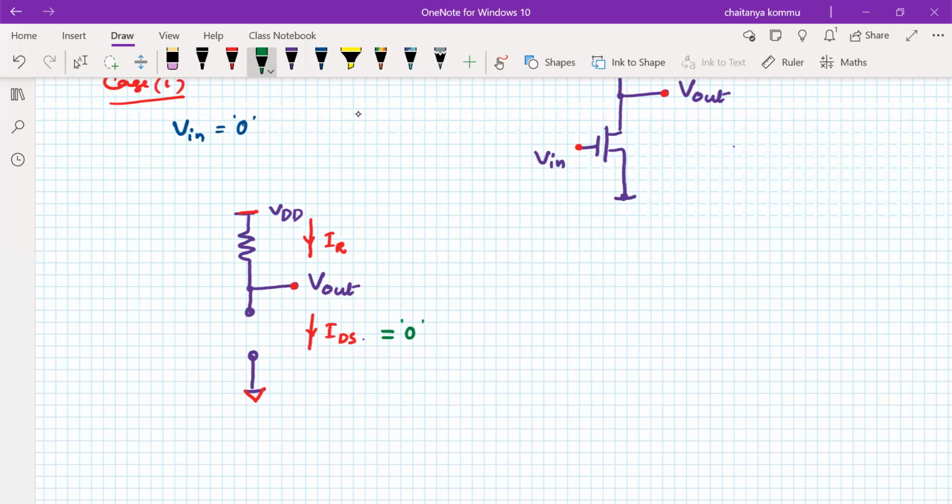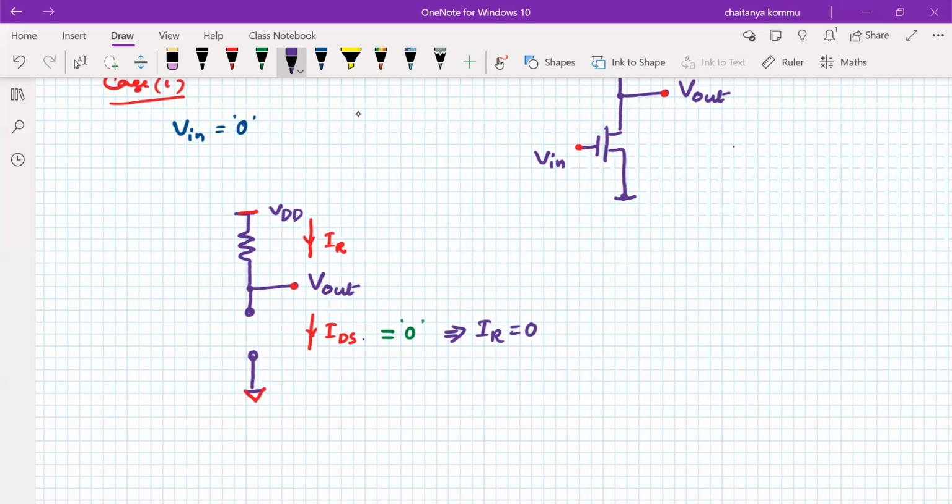Clear? Then what happened to the IR? Since it is a series connection, the pull-up network and pull-down network are in series. If the IDS current value of one network is 0, the upper one is also 0, right? Therefore, IR is also equal to 0. Agreed?